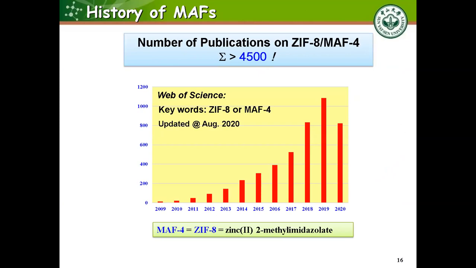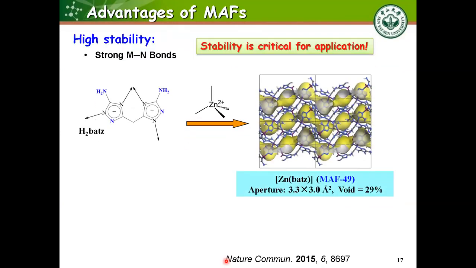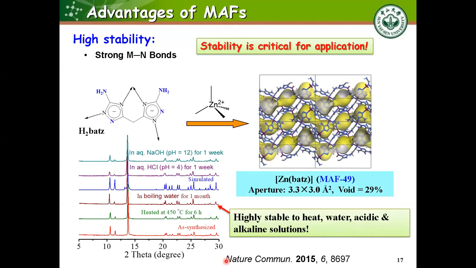This compound has become one of the most famous MAFs, as evidenced by more than 4,000 publications concerning this compound in the past 10 years. Now, let me come back to talk about the advantages of MAFs. Because the negatively charged azolate group can strongly coordinate with many transition metal ions, one of the very important advantages of MAFs is that, like MAF-4, they usually have very high stability.